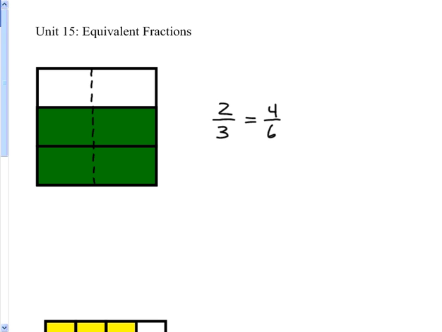Yet the amount that I have hasn't changed. So if we think of this as a square pizza, I would still have the same amount of pizza, but instead of having 2 out of the 3 pieces, I would have 4 out of the 6 pieces.